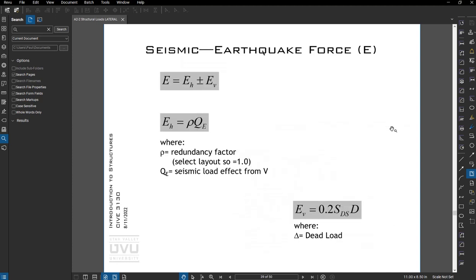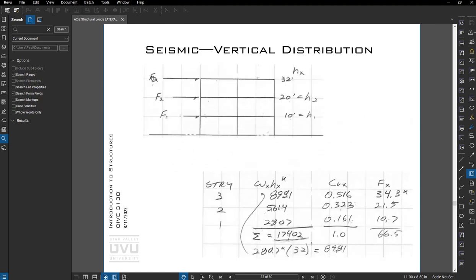Okay, so with that understood, now let's look at what E in the load combination means, and we'll look at load combos here in a minute. So E in the load combination has an EH, which is horizontal, and a vertical term. The vertical term is here, which is just a percentage of the dead load. The horizontal term is rho times QE. QE is what we're talking about from the base shear. It's this force, how it distributes through the building. We'll get way into that in the future.